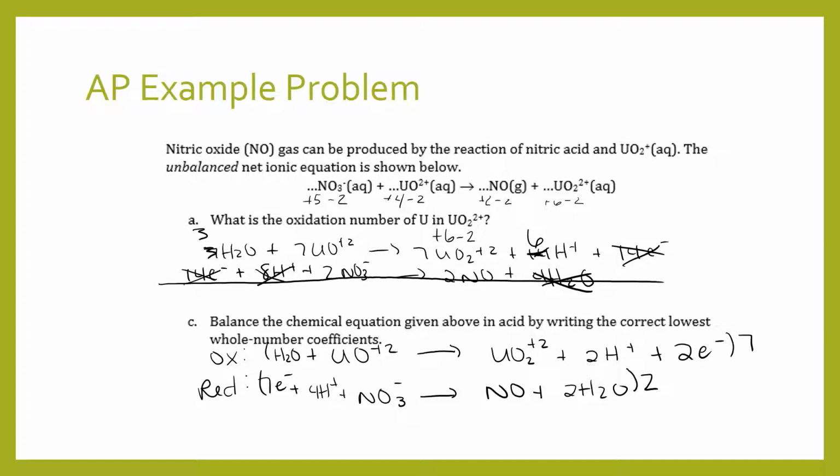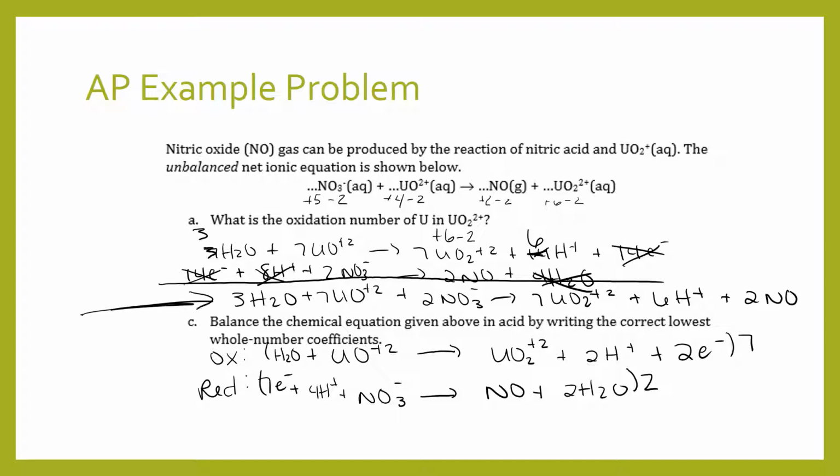Combining my reactions, our final answer, 3 H2Os plus 7 UO2+2 plus 2 NO3 minus 1 produces 7 UO2+2 plus 6 H pluses plus 2 NOs. This is our final reaction.